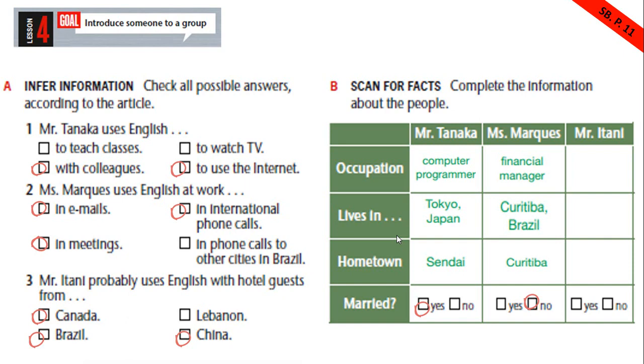What is his occupation? I'm talking about Mr. Itani. What is Hamza's occupation? Hamza's occupation, yes, of course. Executive assistant, very good. Where is he from? Okay, I'm sorry, where does he live? He lives in Dubai, yeah. And what is his hometown? Is he originally from the United Arab Emirates? No. He's from Lebanon. Is he married? Yes, he is married. Excellent, excellent. That's very good.